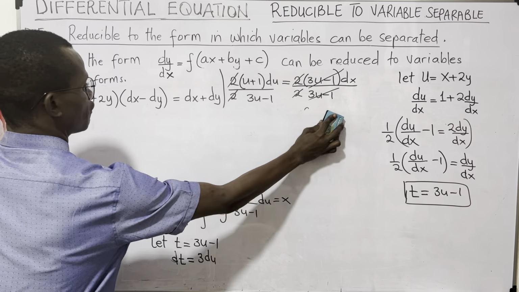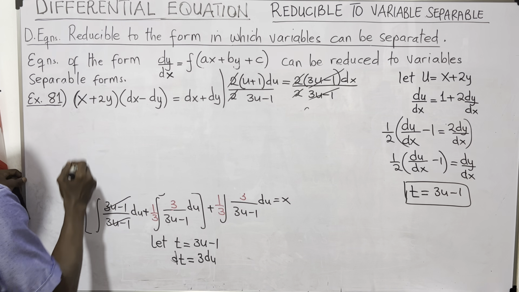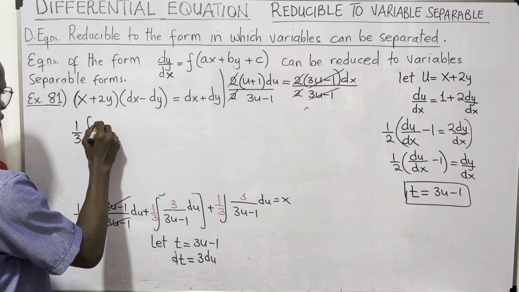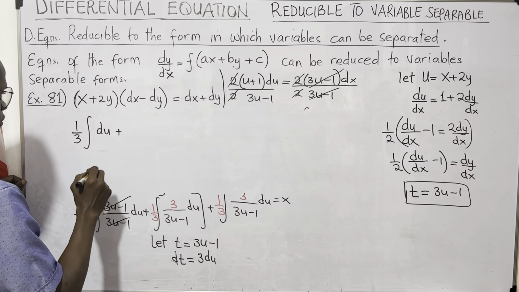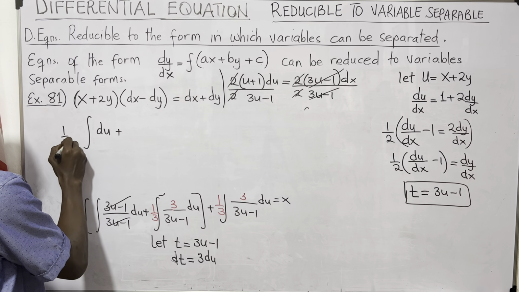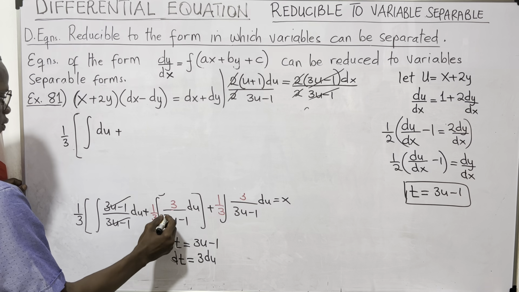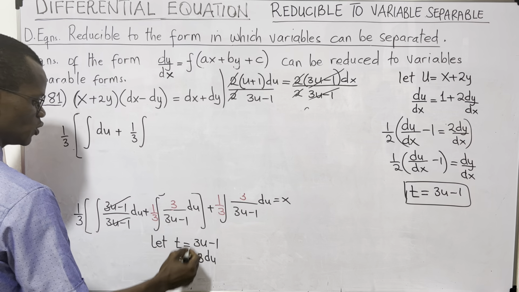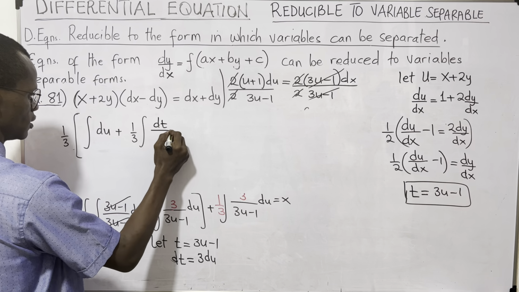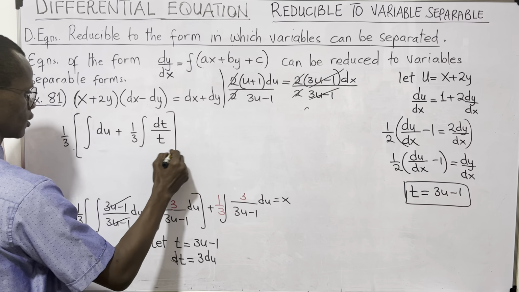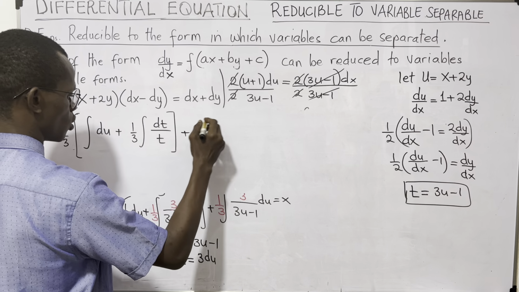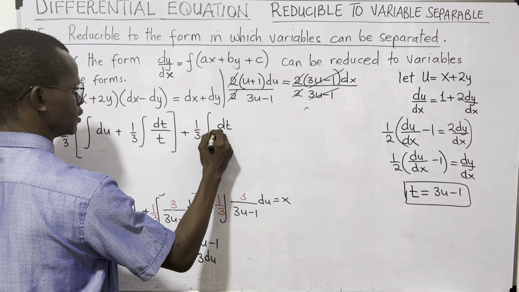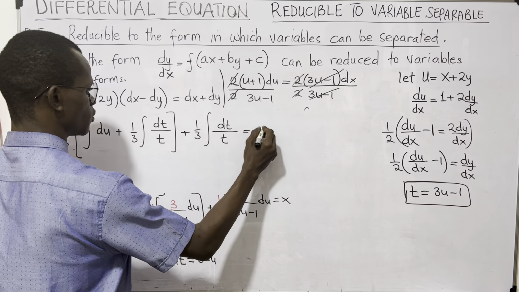So now what do we have? We have 1 over 3, 1 over 3, the integral of just du plus 1 over 3, the integral of 3 du is just dt divided by t plus 1 over 3, the integral of dt divided by t, all equals x.